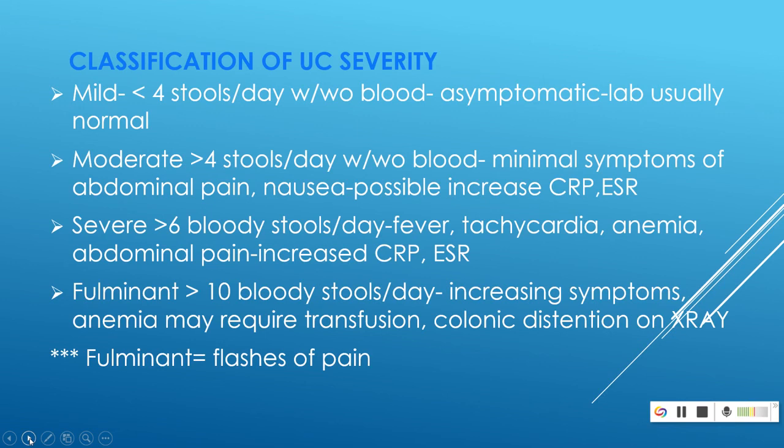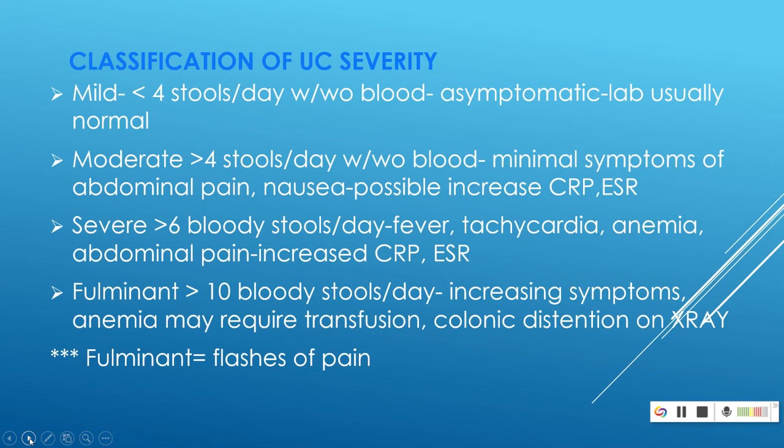Why are we seeing tachycardia? Because we're having greater than 6 bloody stools a day. We're losing that volume. So that's going to make the heart rate go up. Anemia, we're losing blood. It said bloody stools, so we're losing blood, so we're having some anemia issues. Abdominal pain. The CRP and ESR would be even more increased because we've had more time for inflammation to be developing, plus it could be covering a larger area, surface area.